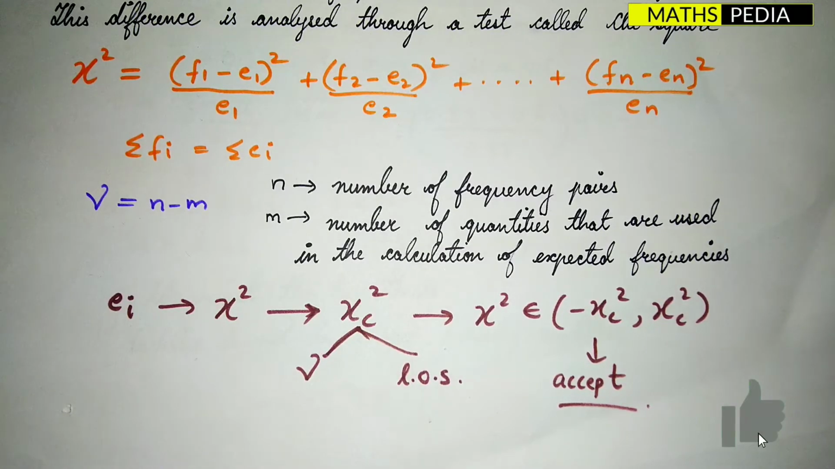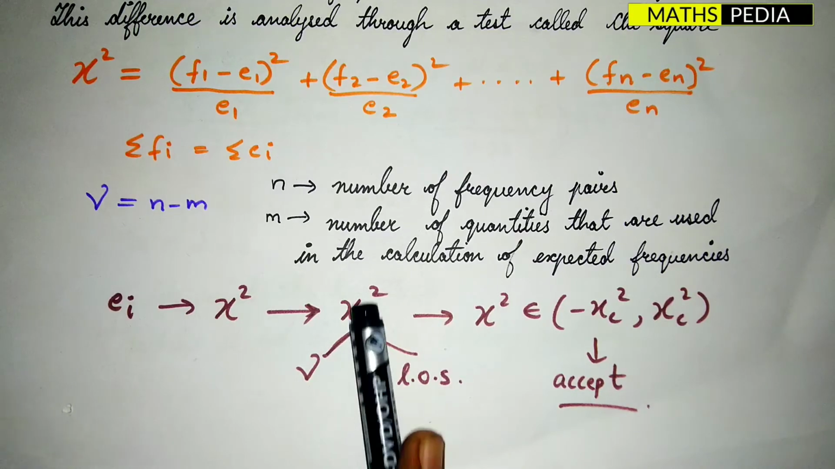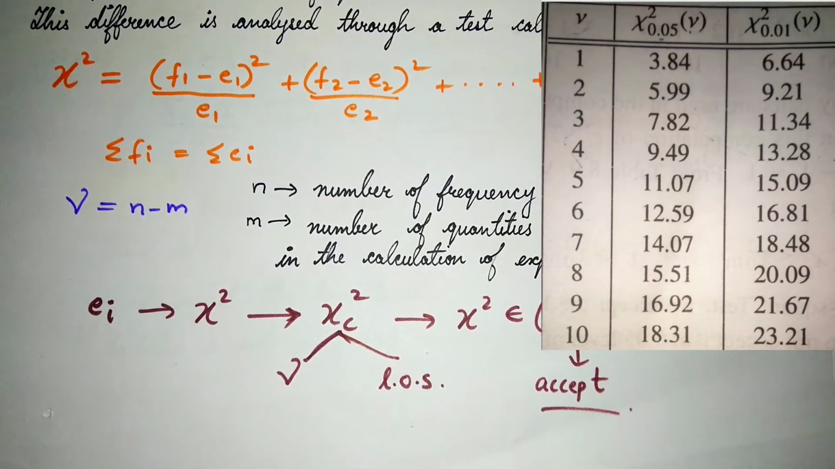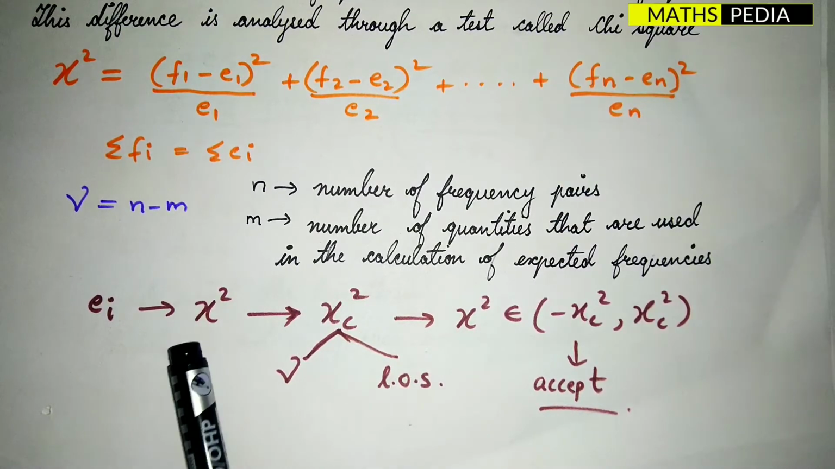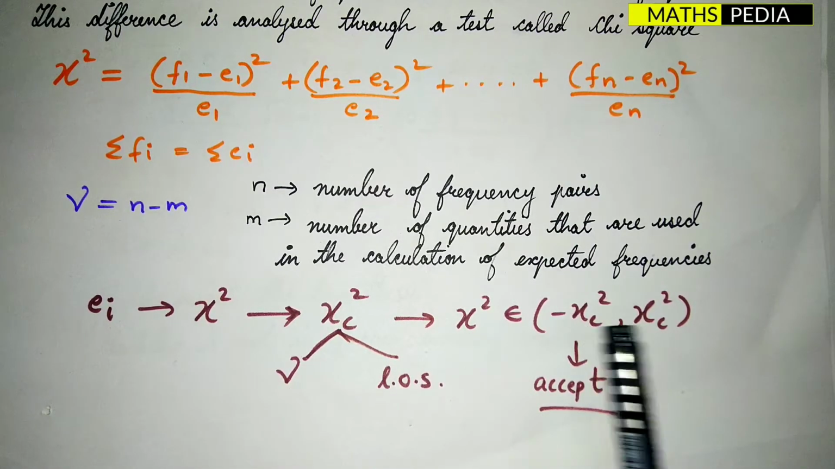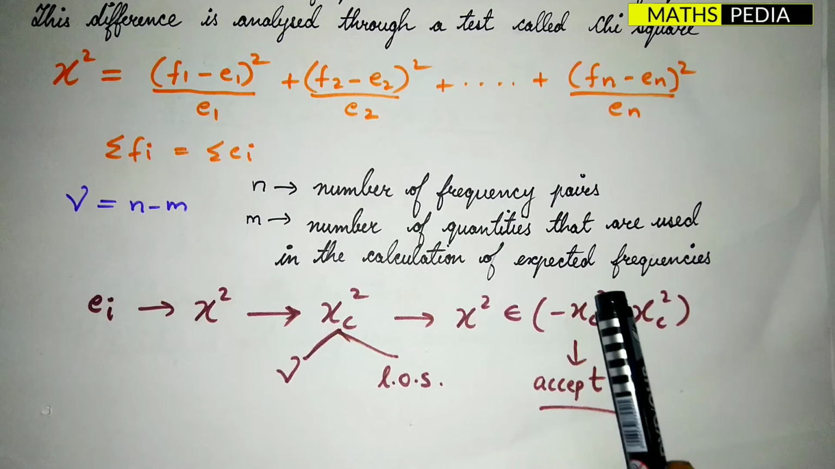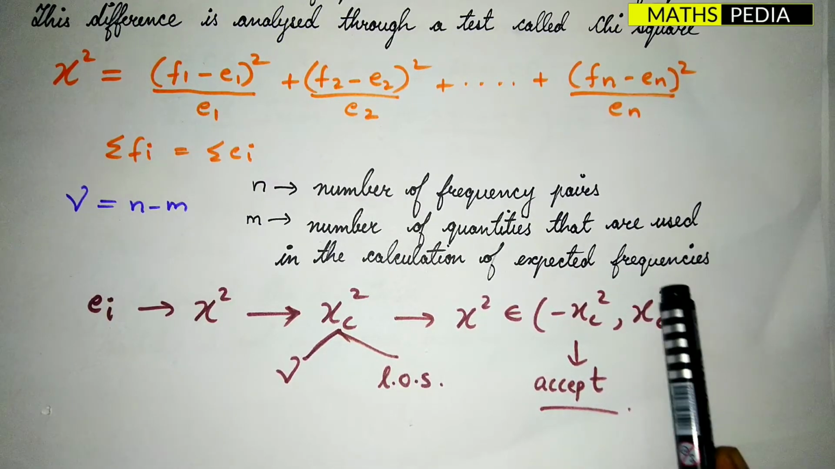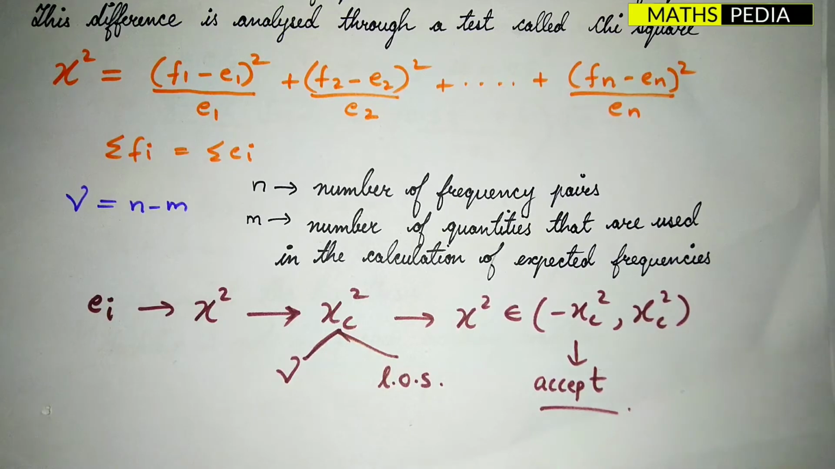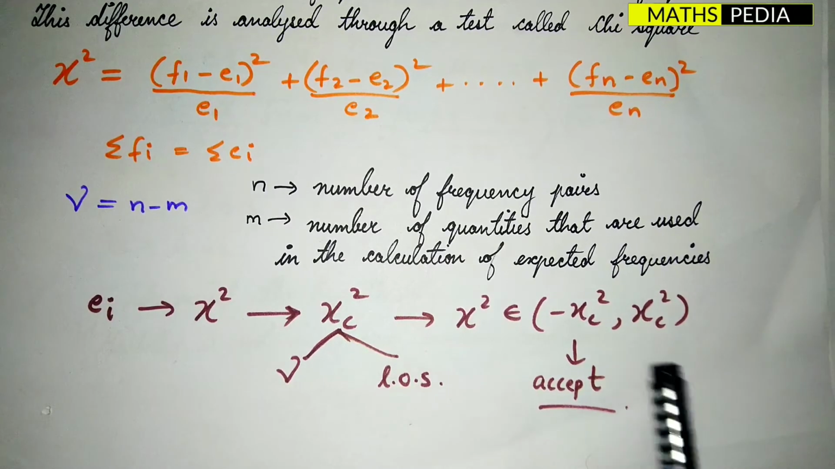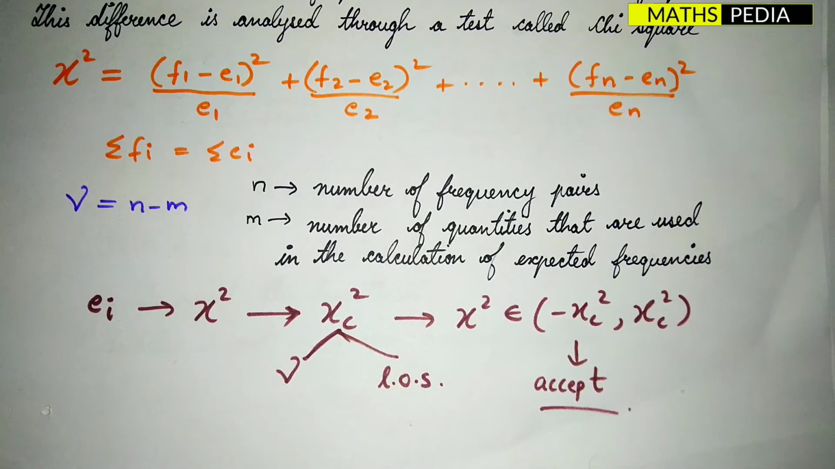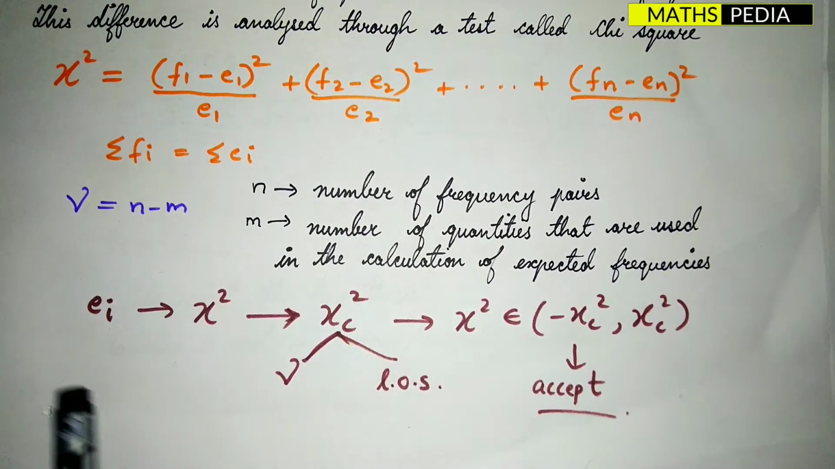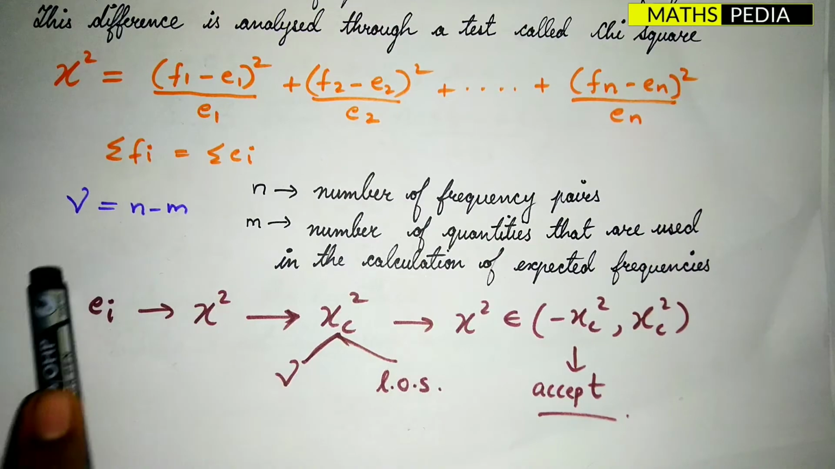The chi-square also contains one table from which we'll find out chi-square C, that is the critical value. Then we have to see whether the chi-square which we have found belongs to the interval minus chi-C square comma chi-C square. If it belongs to this interval, then we accept the hypothesis, otherwise we reject the hypothesis. This is the important thing you need to remember while testing the hypothesis based on the chi-square test.